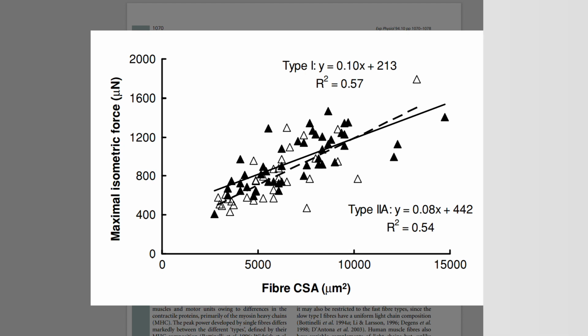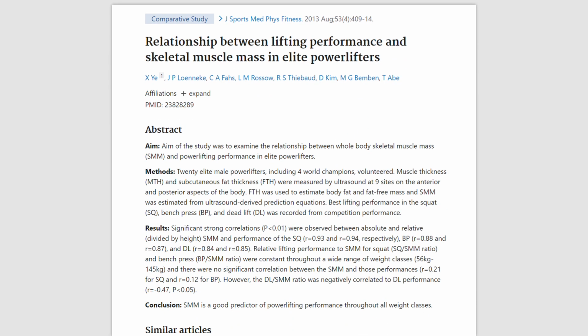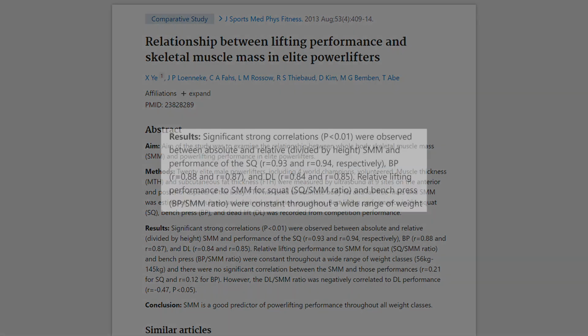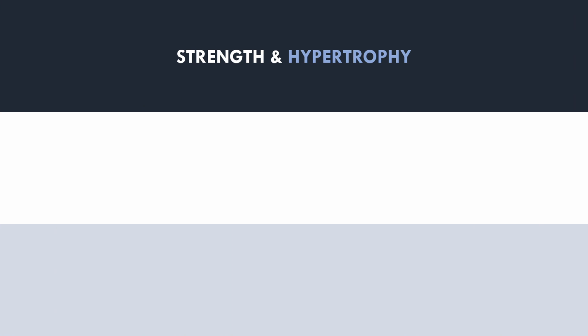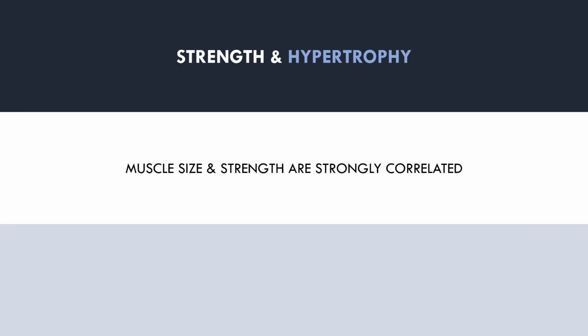Another study explored the relationship between muscle mass and strength in elite powerlifters. Because the subjects were elite powerlifters, it controls for the neural efficiency and technique side of things, as we would assume these athletes would be highly proficient with the powerlifts. It was found that muscle mass had a very strong correlation with squat, bench press, and deadlift performance, even more so than the previous study. Together, these studies suggest that muscle mass and strength are certainly correlated.